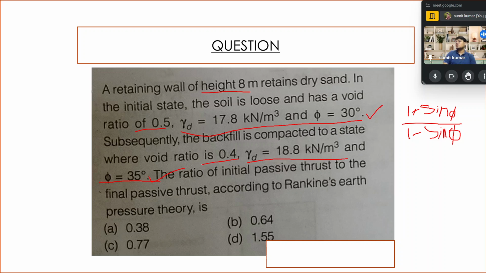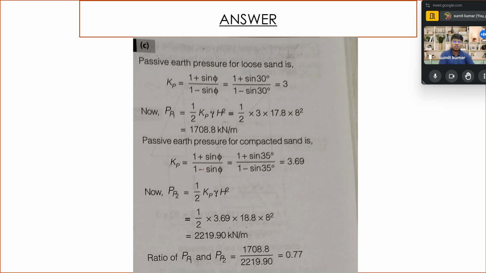So you have to calculate the Kp for both cases, and afterward calculate 1/2 Kp γ z² for the first case and similarly for the second case. Afterward take their ratio and you will get the answer. I will explain this here as it is solved.